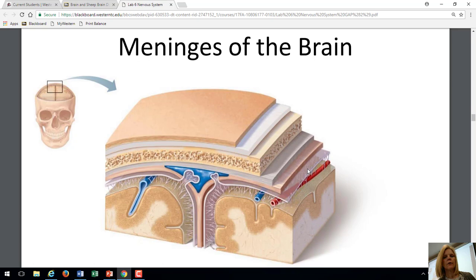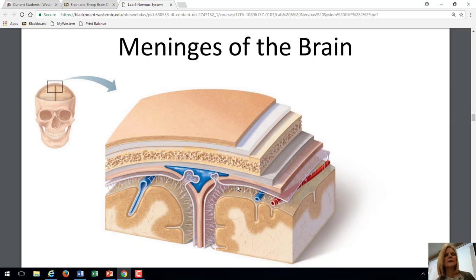And then the next layer here, it has these little wisps coming off it. This is the arachnoid mater. And arachnoid means what? Spider. So it means spidery mother. And the reason why it's given that name is because of these little extensions that come off, and those actually are made up of cells. The arachnoid mater is a combination of connective tissue and cells that secrete cerebrospinal fluid.